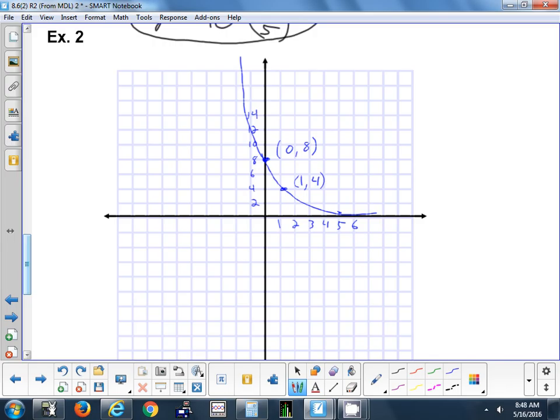Yep. A, if you're thinking about it as a table, look at the x value when it's 0, and then find the y value. Okay? So when the x value is 0, the y value is 8. That's your A. Or, if you want to think of it as the picture, where does it cross the axis? 8. Same thing. Okay? So that's A.